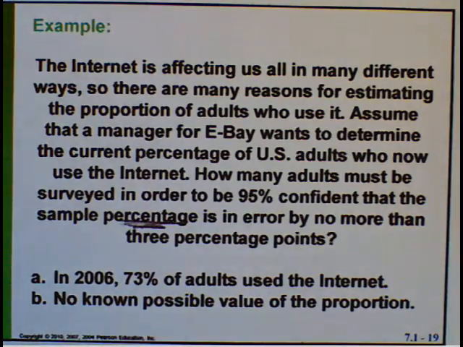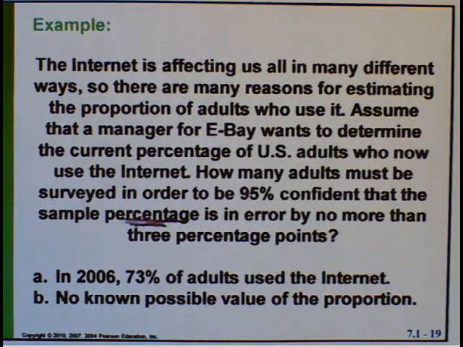With this example, the internet is affecting us all in many different ways, so there are many reasons for estimating the proportions of adults who use it. Assume that a manager for eBay wants to determine the current percentage of U.S. adults who now use the internet. How many adults must be surveyed in order to be 95% confident that the sample percentage is in error by no more than 3 percentage points?